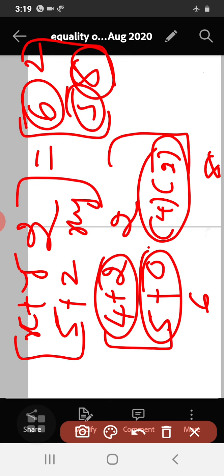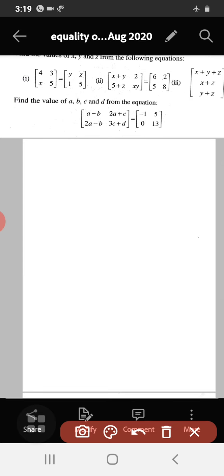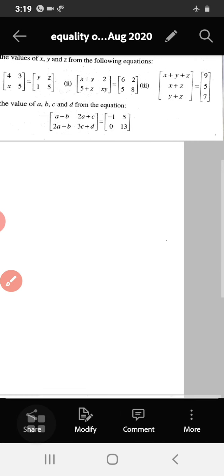Therefore, we can take the values as x is equal to 4, y is equal to 2 and z is equal to 0 for the second problem. Okay, so see, this first one is completed, the second one is also completed. Now see here, the third one.